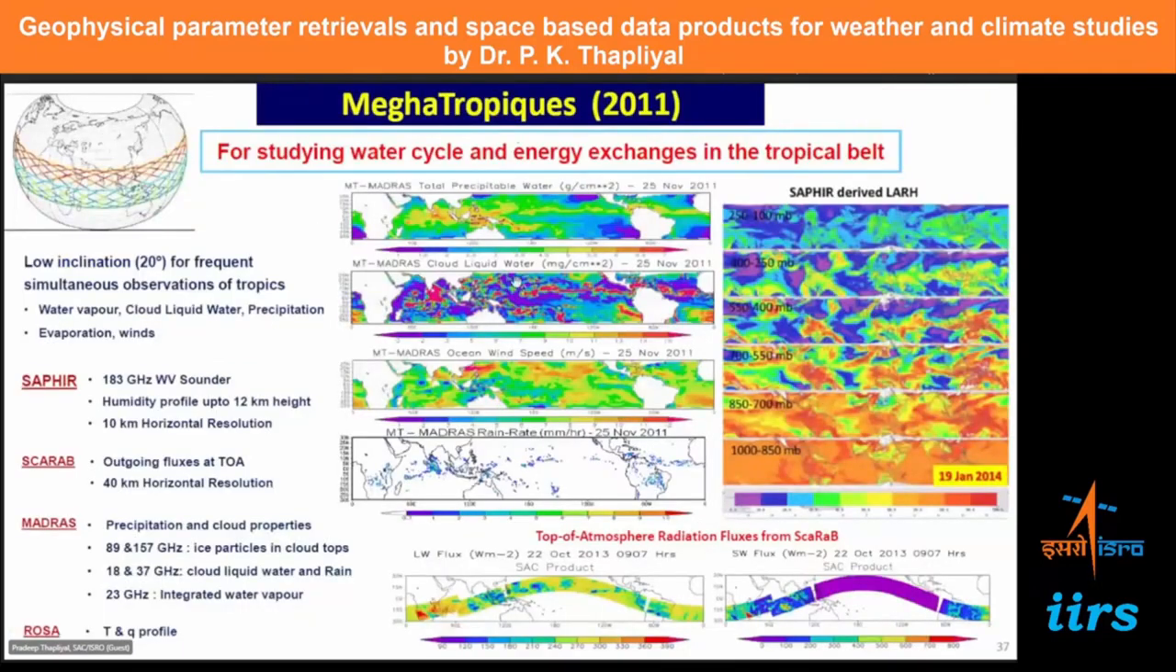Now Megha-Tropiques, which was a joint collaborative work with the French agency CNES, and MADRAS, the microwave radiometer, provided us total precipitable water, liquid water, wind speed, and rain rate. Apart from that, SAPHIR was our first humidity sounder, where you can derive humidity in the different layers in the atmosphere. And the important part here is you can get humidity profile even in the presence of cloud, unlike the INSAT-3D sounder, where in cloudy regions you cannot get atmospheric sounding.